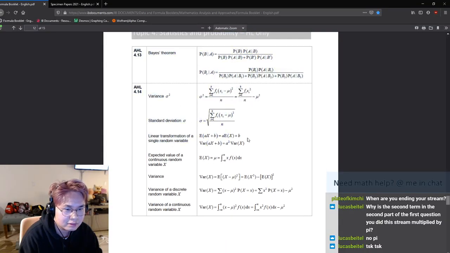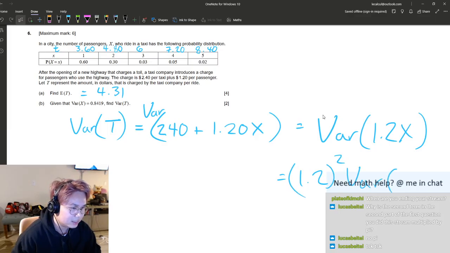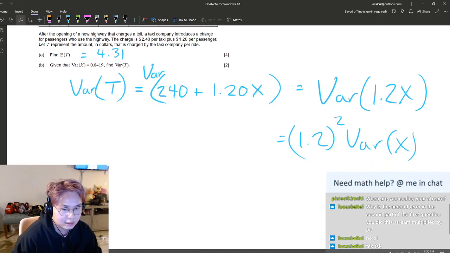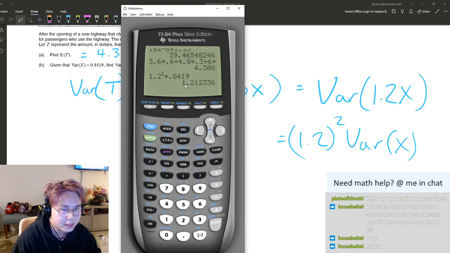Right here. Oh, it does affect it. No, it doesn't. I was looking at expected value right here. So we just square the a value. So this is equal to 1.2 squared times the variance of x, which is something that they tell us right here. Alright, then back to your calculator. 1.2 squared times 0.8419. So here it is, 1.21.